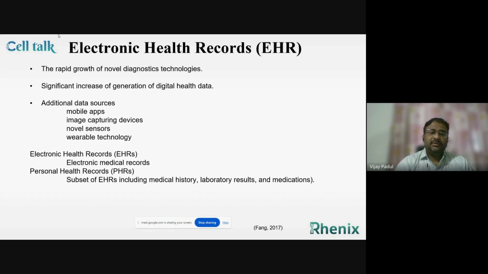The next part is a subset of the electronic health record, which is called a personal health record. An electronic health record may be created by hospitals and diagnostic centers, etc. A personal health record can constitute an individual's medical history, laboratory results, medications, and also lifestyle information, which an individual can maintain by himself.